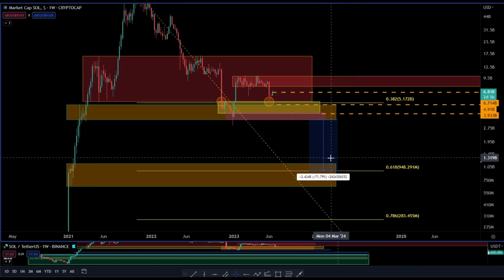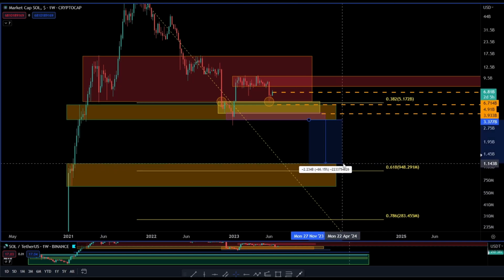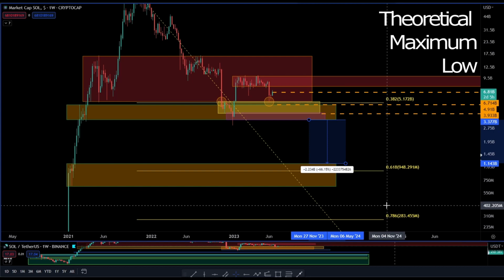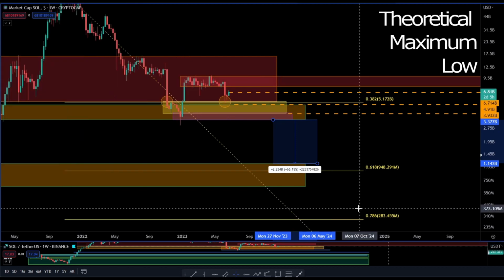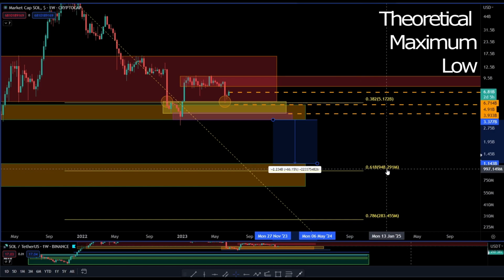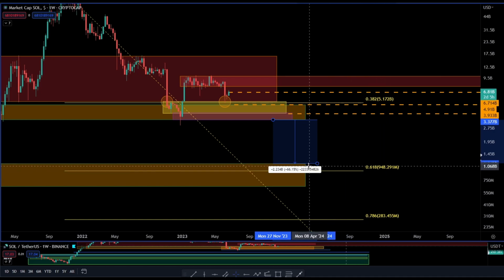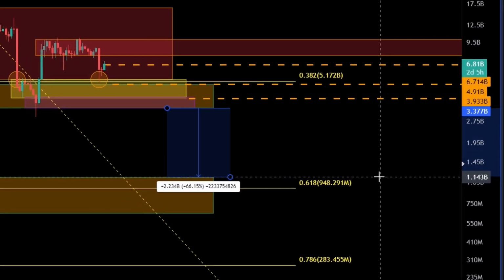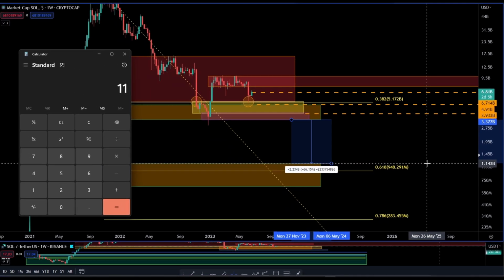If we look at this drop, we want to look at what's realistically the theoretical low. And this is my opinion based on the analysis of the market cap. I would put it down to the 61.8, being 948 million, or just above that at the top of the green box, which is at 1.143 billion. And if we do that calculation, 1.14 billion, and we divide it by, let's say, 20 million additional tokens get issued in the next few months.